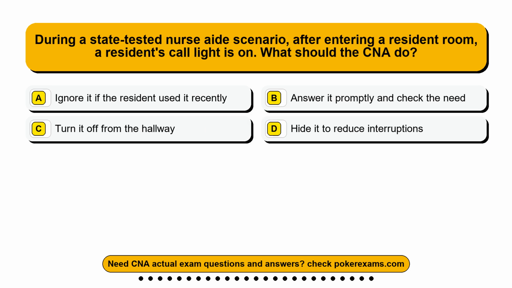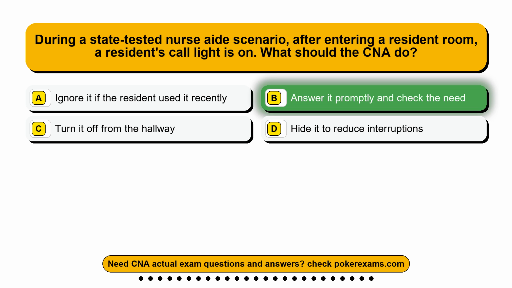Question 15. During a state-tested nurse aide scenario, after entering a resident room, a resident's call light is on. What should the CNA do? Option A, ignore it if the resident used it recently. Option B, answer it promptly and check the need. Option C, turn it off from the hallway. Option D, hide it to reduce interruptions.